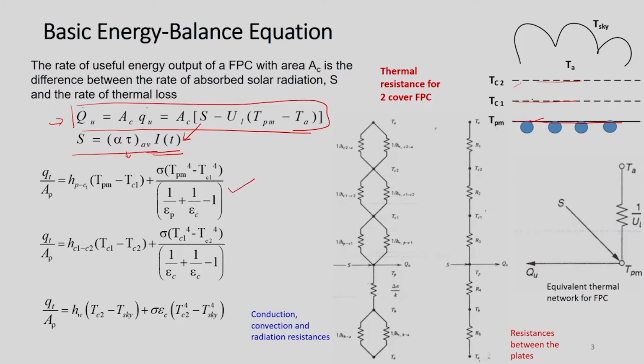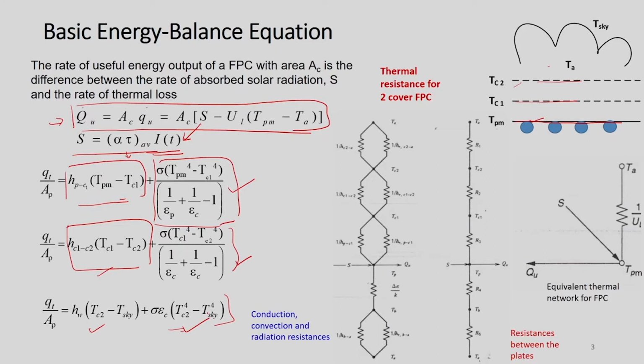And then in between the glass covers, we can use this expression to calculate the rate of heat exchange, and finally the heat exchange from glass cover 2 to ambient can be estimated by using this expression. If we look at these expressions closely, in all three there are two components. One component is the convective part and the other is the radiative part. In all three cases you can see this is the convective part and this is the radiative part.